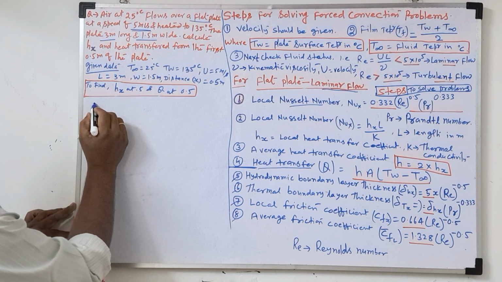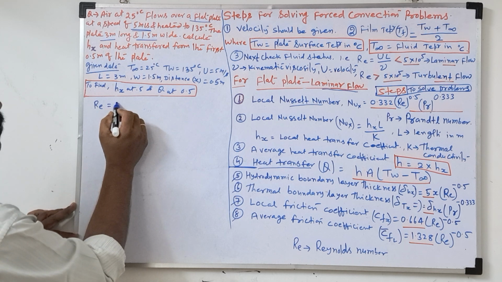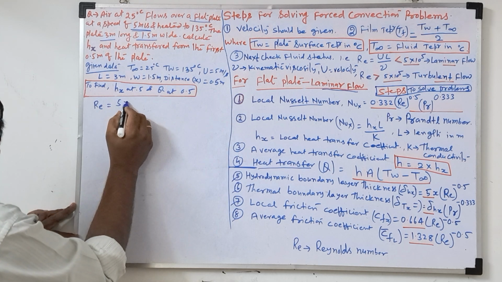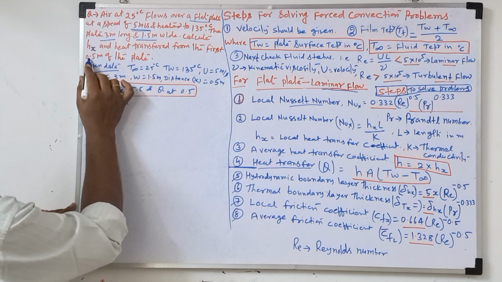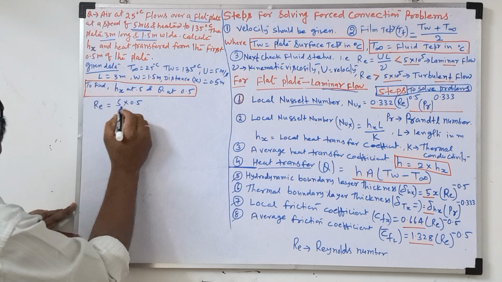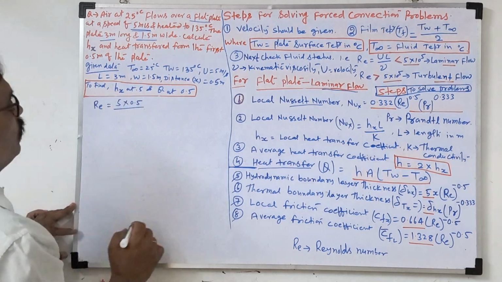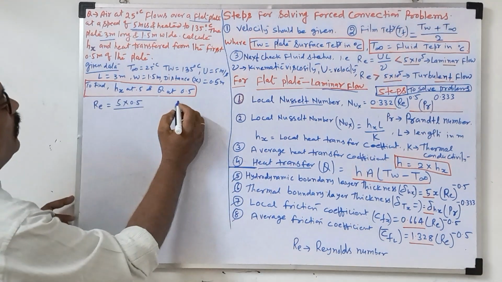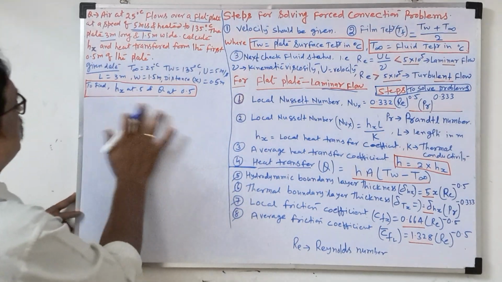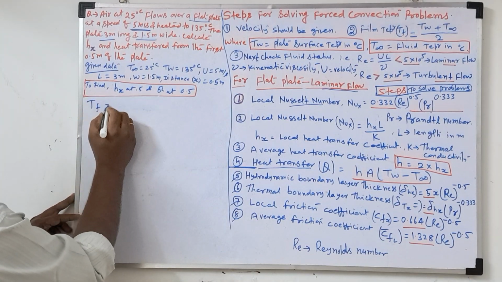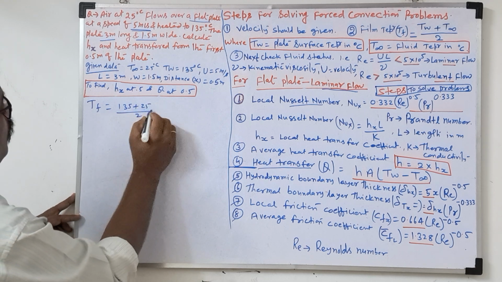Reynolds number you will check. Reynolds number equal to U L by nu. U how much? 5. Length how much? Because length we have to check, 0.5, by kinematic viscosity. This kinematic viscosity and all will be taken from the data book. First, the fluid film temperature we will see. Film temperature how much? 135 plus 25 by 2.